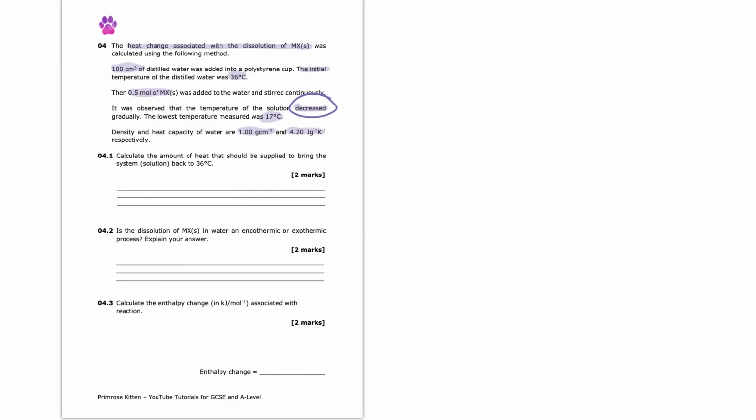So in this question we're asked to calculate the amount of heat that should be supplied to bring the system back to 36 degrees. So whenever it's a question about heat energy, we're going to use Q equals mc delta T. So m is the mass of the thing that's getting heated up. So in this case, we've got distilled water. We're not quite given a mass. We're told the volume of the water is 100 centimetres cubed, but we're also told its density is 1 gram per centimetre cubed.